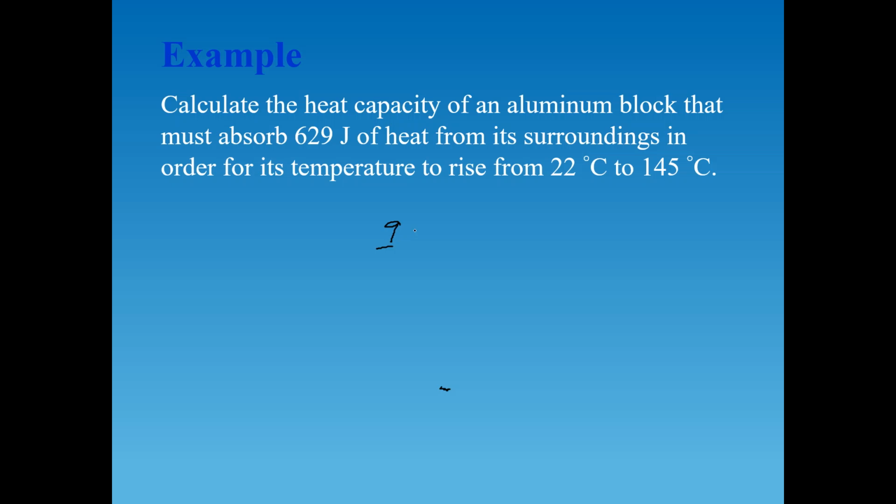So we're going to use Q is equal to M times C times delta T, right? So the question is asking for C. So I would rearrange this to get C is equal to Q divided by M times delta T. And Q is 629 joules. Now remember, it says absorbs 629 joules of heat. So that means that Q is positive. So this will be plus 629 joules of heat divided by M. Oh, by the way, I just realized I made an error. Let me see if I can clear this up.